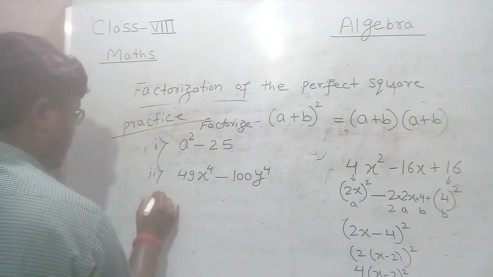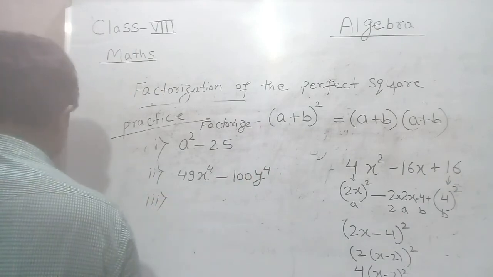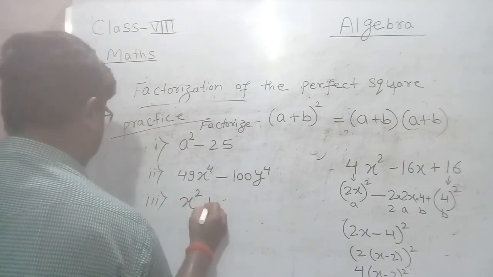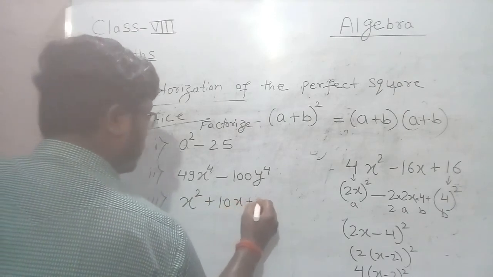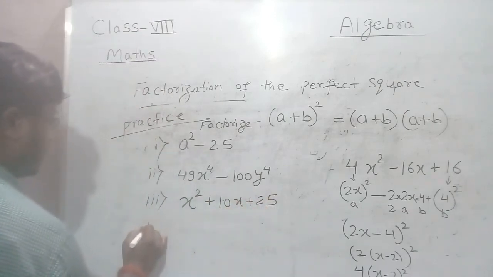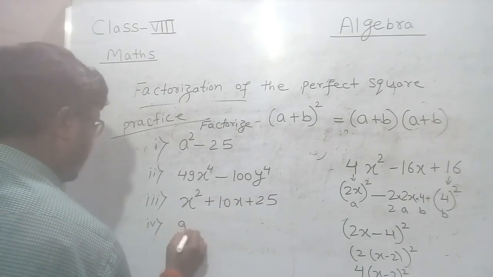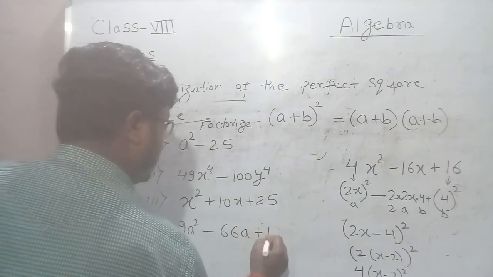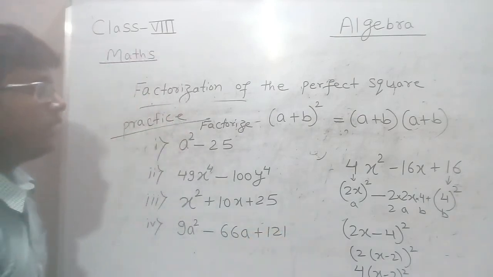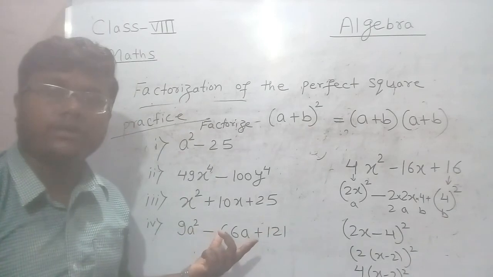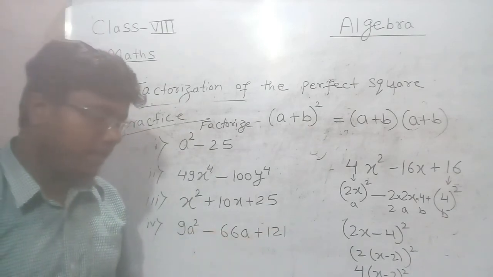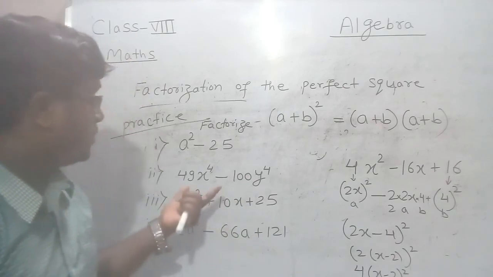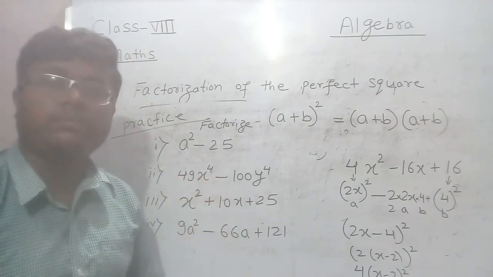Number 3 question is, factorize x square plus 10x plus 25. And the last question is 9a square minus 66a plus 121. So please try these questions. I hope you can easily do such type of question. They are very easy questions, so please all try them.